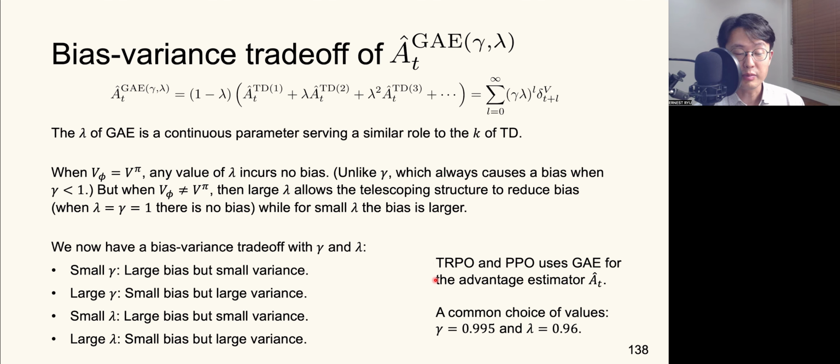When people use TRPO and PPO, the GAE estimator is commonly used as the advantage estimator, although TD1, TD infinity, or TDK estimators are also valid choices, but the GAE estimator is used commonly. A common choice of the GAE parameters is gamma equals 0.995 and lambda equals 0.96. And the choice of lambda being smaller than the value of gamma, there's sufficient empirical evidence justifying that.